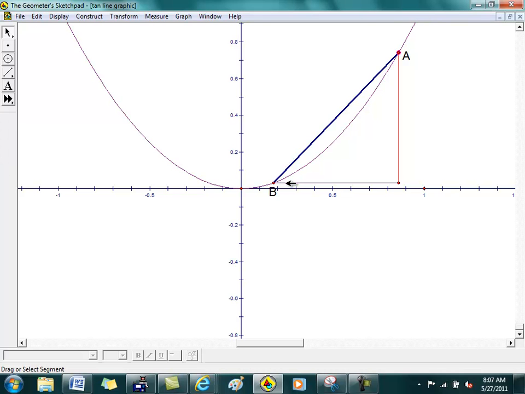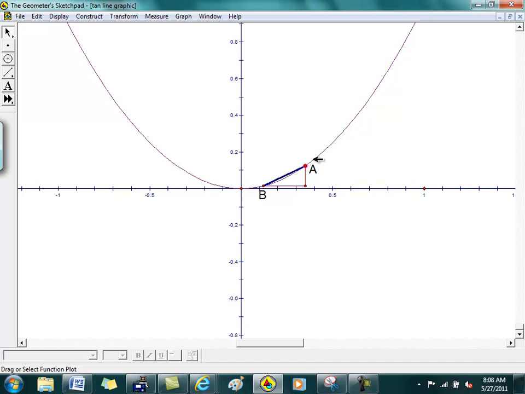Look what happens. What's happening to h? What's happening to the secant line? It's going closer to the parabola. What do you mean by closer? It's blending into the parabola. No, think again.